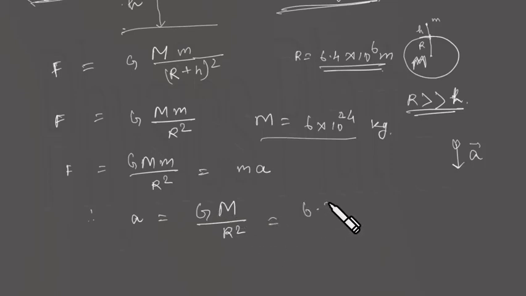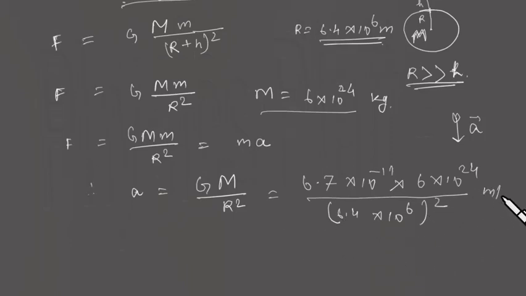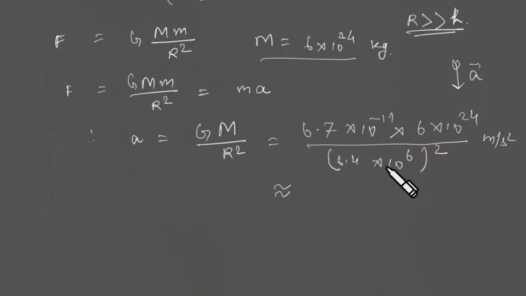We know that G is approximately 6.7 into 10 to the power minus 11, which is a very small number, into the mass of the earth, which is 6 into 10 to the power 24 kg, divided by r square. r is the radius of the earth, which is 6.4 into 10 to the power 6 meter, whole square. This is meter per second square. That's the acceleration of a freely falling body. If you calculate these numbers with a calculator, you will find that this is actually 9.8 meter per second square.